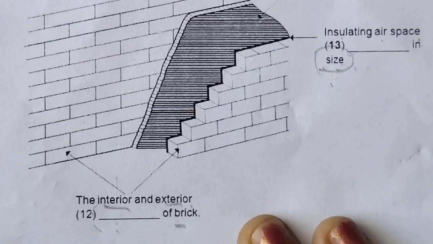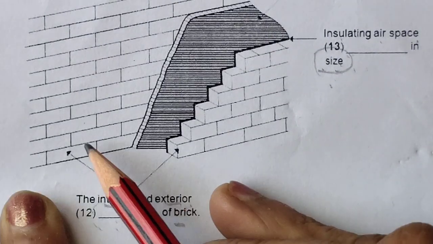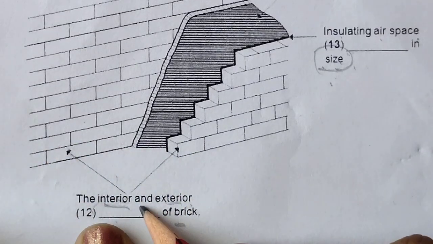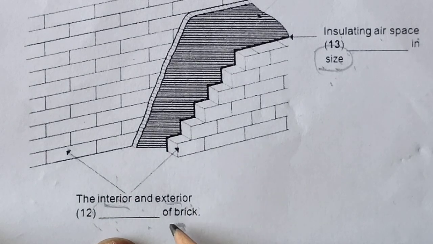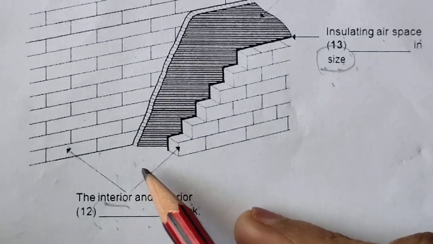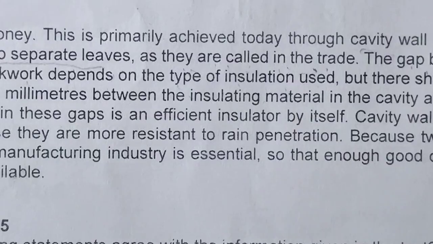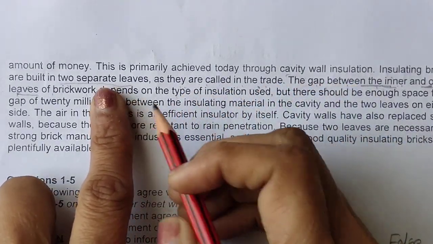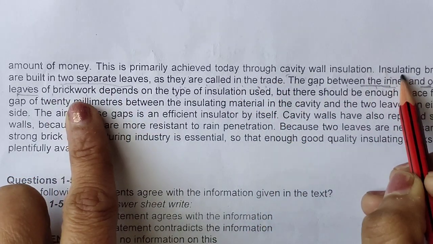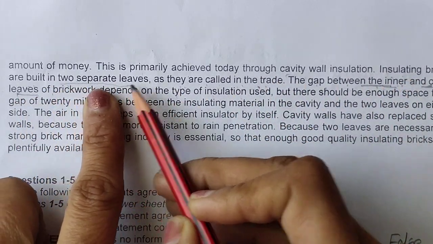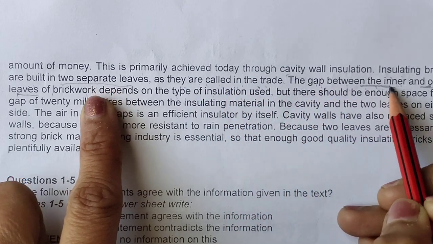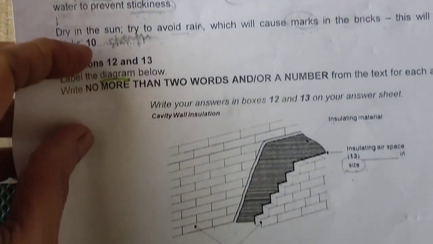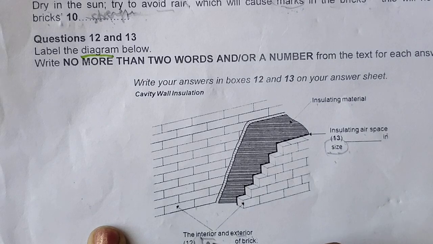Okay, let's read the state. So interior, and so they have given some indication also. What does it mean? So the gap between interior and exterior of brick. So what we call it? So let's read it. This is primarily achieved. Insulation bricks are built in two separate leaves, as they are called in the trade. The gap between inner and outer leaves. Okay, leaves of brickwork. So leaves will come here. So I will be writing here leaves.